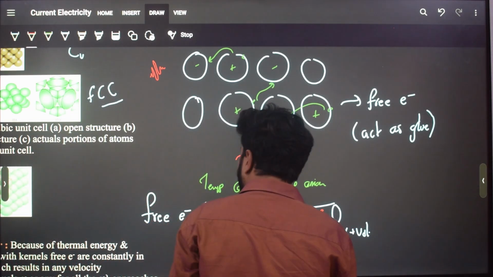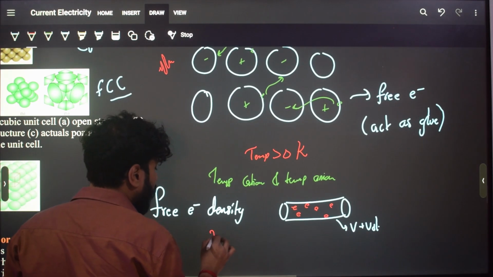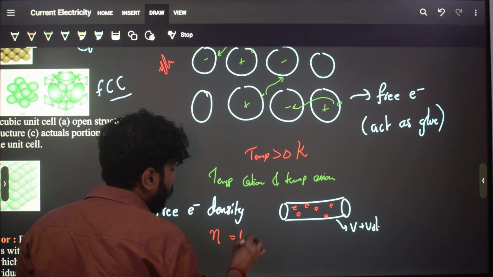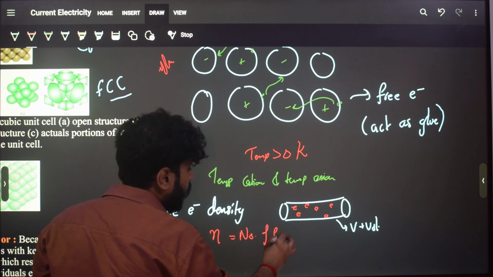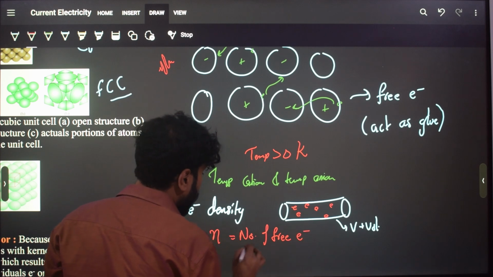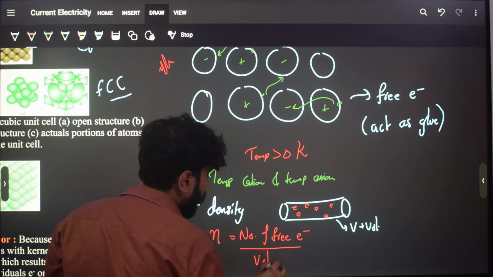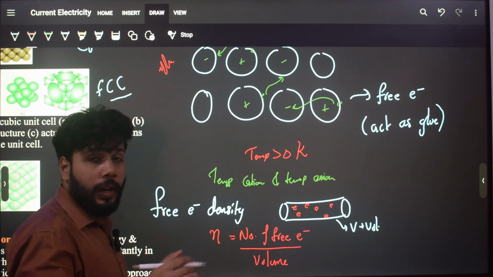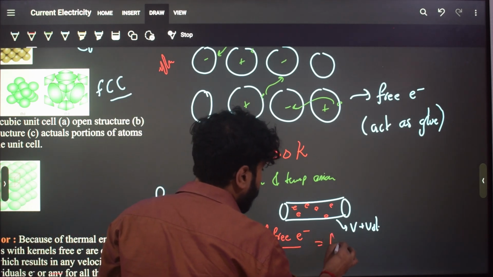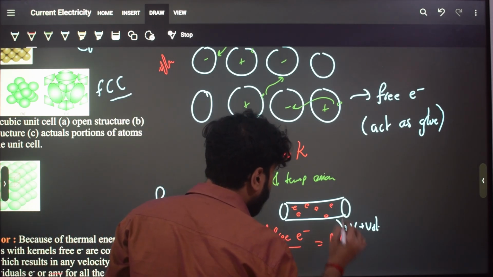So what is your free electron density? It is represented by small n. It is the number of free electrons per unit volume. That is the definition of free electron density. You can write capital N over volume.